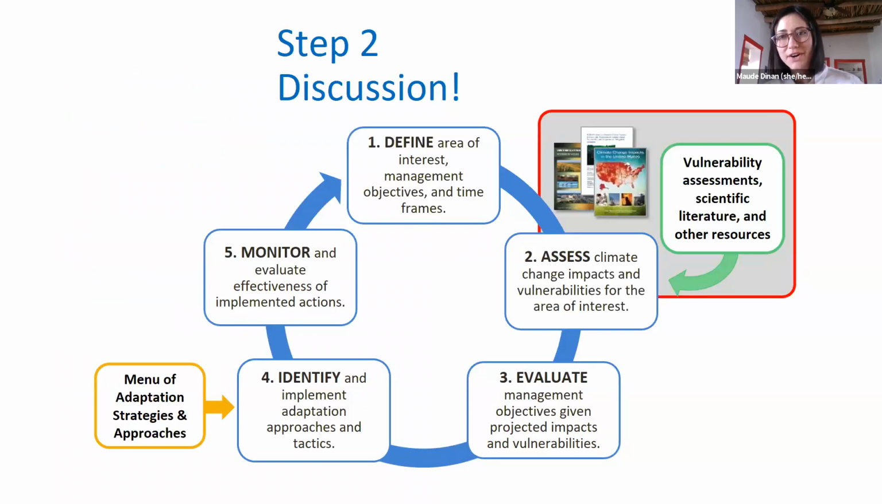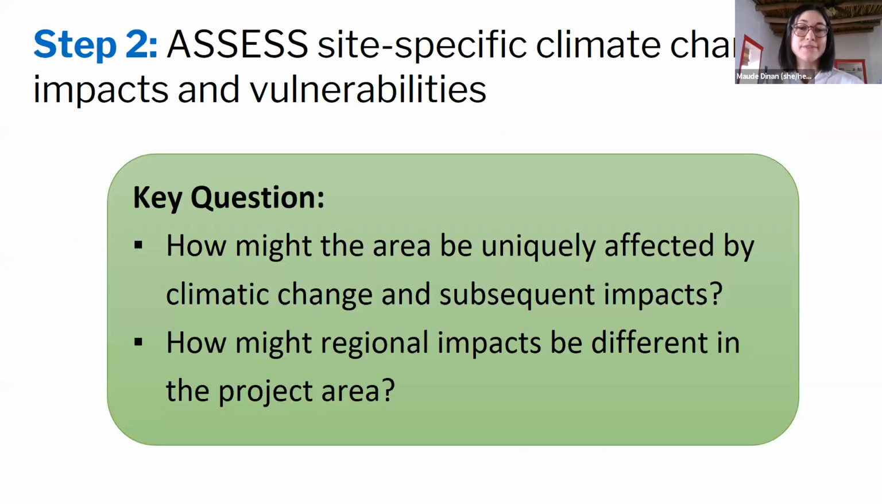And just a refresher on the steps you'll have taken so far. After we completed step 1, where you defined your goals and objectives of your project area, we completed step 2, where you assessed specific local impacts of climate change for your area. So essentially in step 2, you're answering 2 main questions. How might the area be uniquely affected by climatic change and subsequent impacts, as well as how might regional impacts be different in the project area?